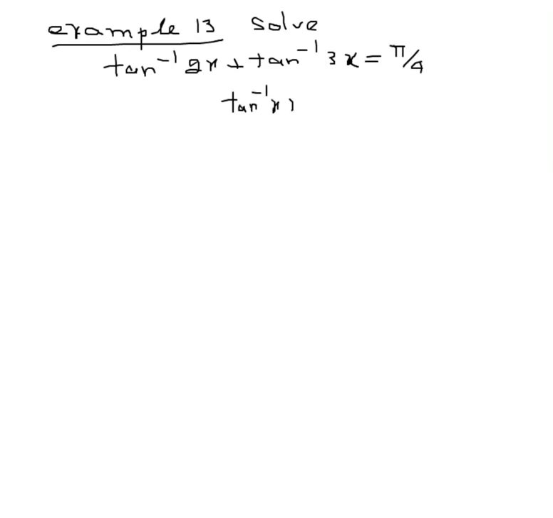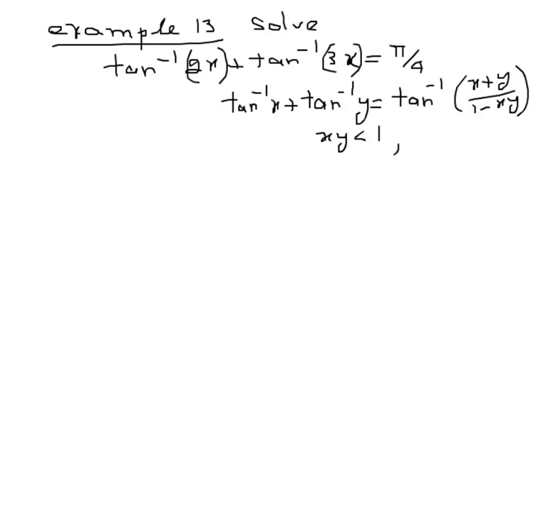Example 13. Solve. Tan inverse of 2x plus tan inverse of 3x equals pi by 4. We will use the tan inverse of x plus tan inverse of y formula, which is tan inverse of x plus y divided by 1 minus xy, and the condition is xy less than 1. Our x is 2x here and y is 3x. So x into y will become 6x square should be less than 1. So we will check this condition after we get x values.